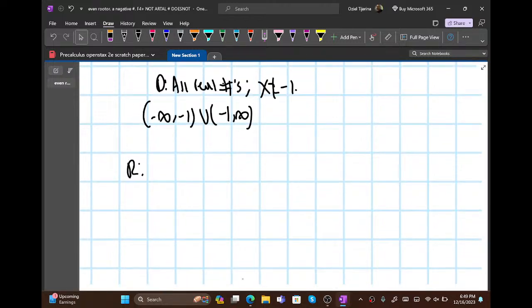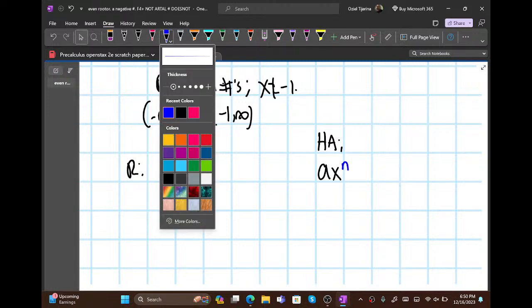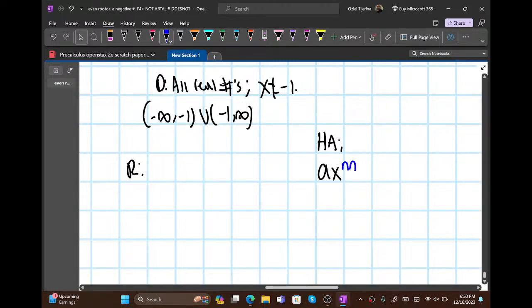For the range, the horizontal asymptote, so ax to the m over bx to the n. I'm sorry, guys. Over bx to the n.